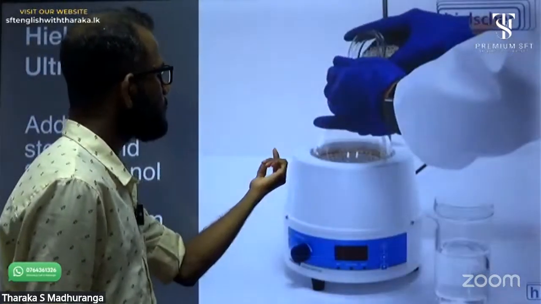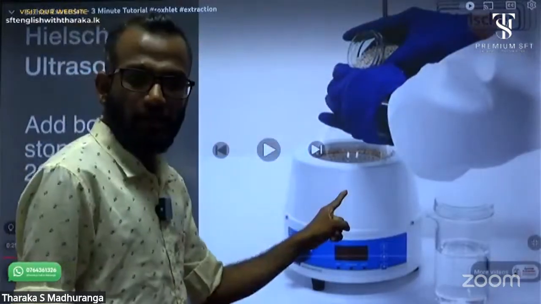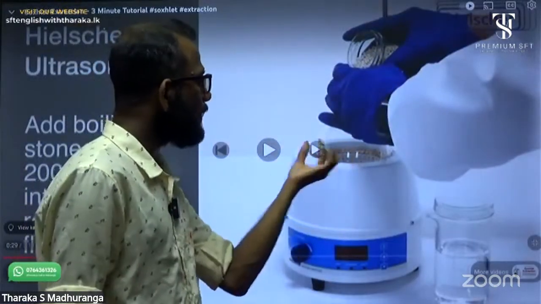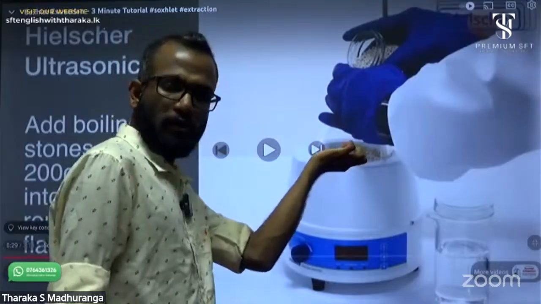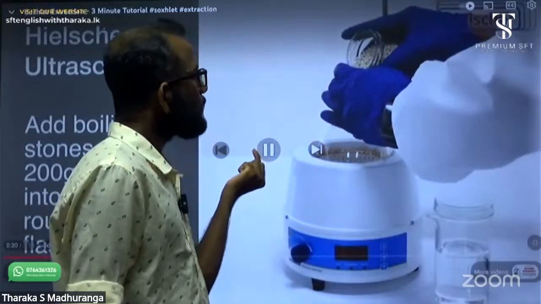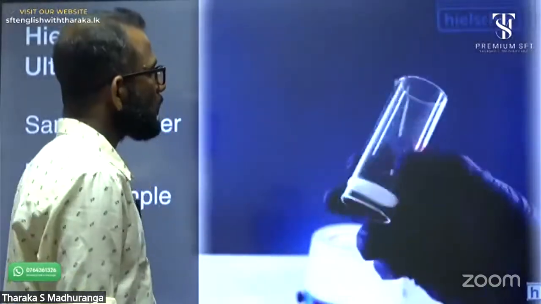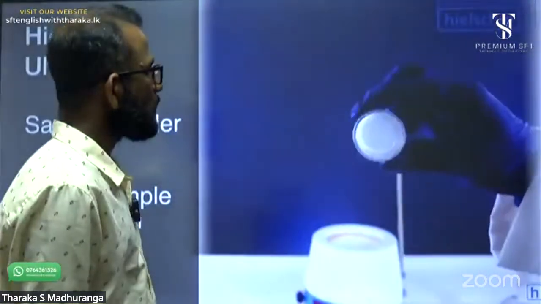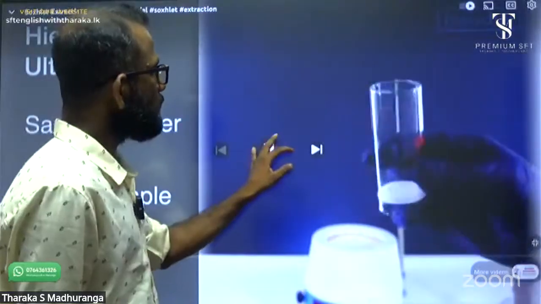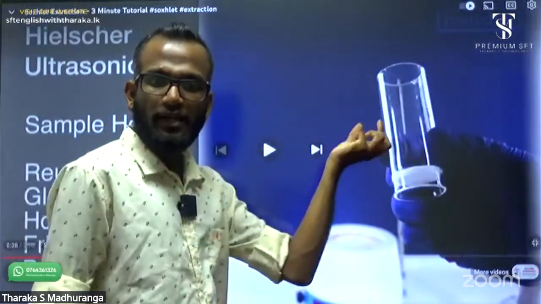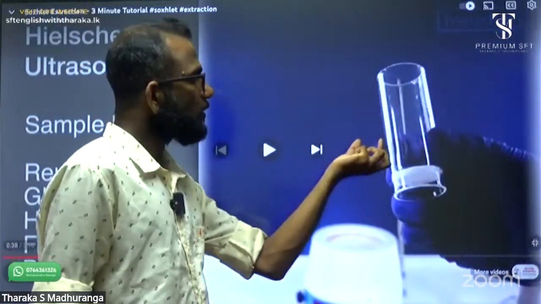200 grams of ethanol, boiling. This is a heater, specially designed, and this is a round bottom flask for smooth boiling, filled with solvent. We utilize a transparent glass sample holder with a glass-free filter for visual observation. This is the plant material container, the plant material chamber.